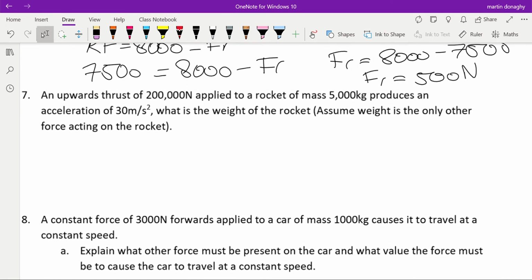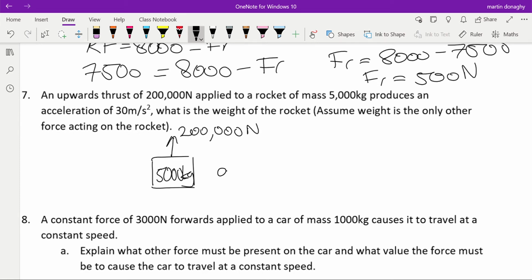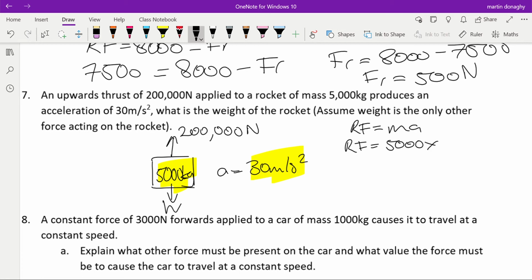Question 7. We have a rocket of 5,000 kilograms, which has an upwards thrust of 200,000 newtons. And that produces an acceleration of 30 meters per second squared. What is the weight? Now the weight is this downwards force, so let's call it W. Once again, mass, acceleration, so I can work out what the resultant force needs to be to produce that. So 5,000 times 30, which equals 150,000 newtons.